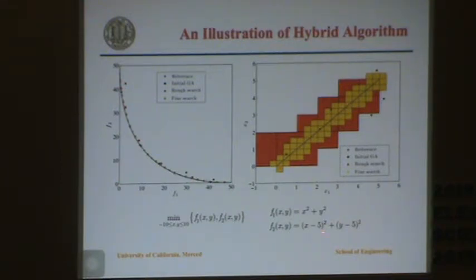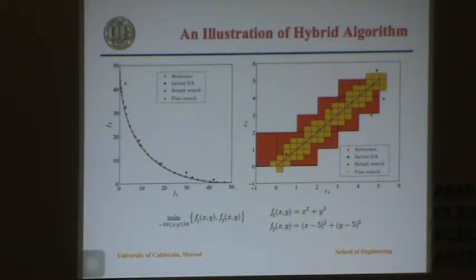This is a very simple example. You have two circles, one centered at 0, and the other centered at (5, 5). This is the design space. We're trying to minimize the radius of both circles. And it turns out the Pareto optimal set is the line between the two centers. So this is a very smart construction of a simple MOP. This is one of the benchmark problems for testing accuracy.